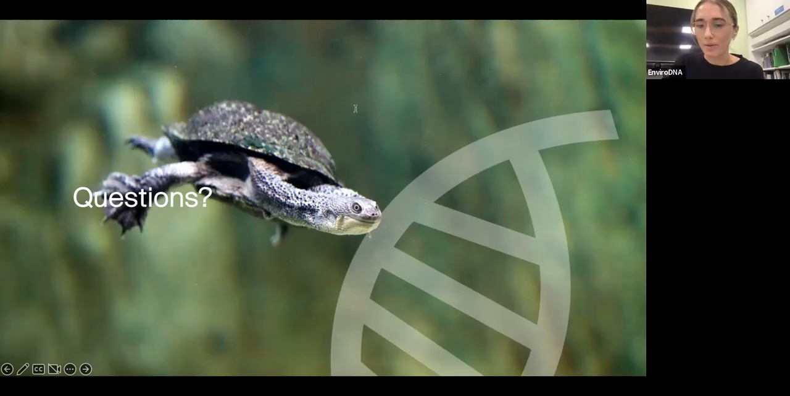Yep. We've had this question a couple of times, so it's probably a good one to go back to. It's just, what's the difference between qPCR and metabarcoding?